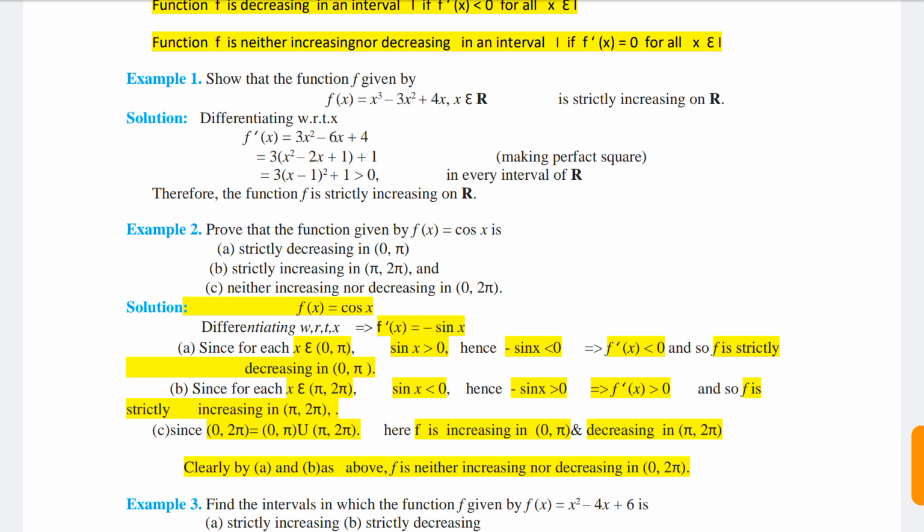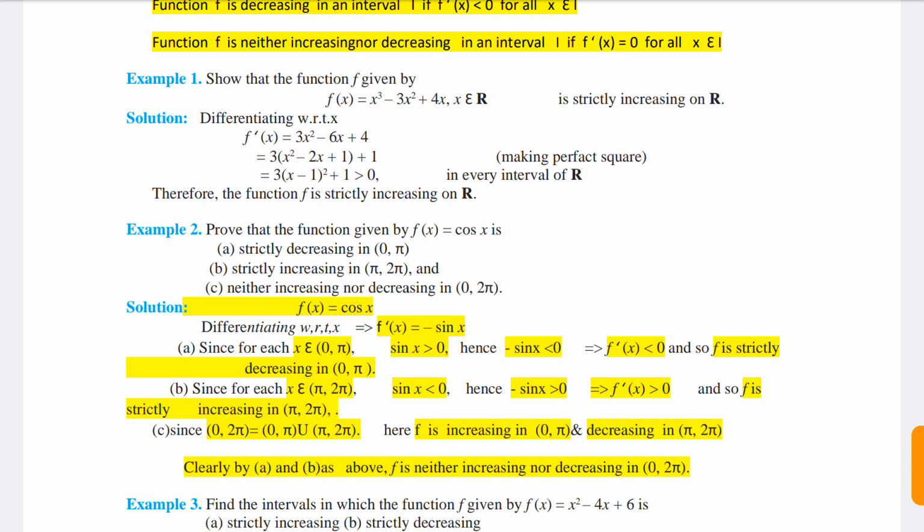Here we see that a function is given, that is f(x) = cos x. Now differentiate it with respect to x. We get f'(x) = -sin x. Now we have to check the value of -sin x, that is f'(x), in these given intervals.